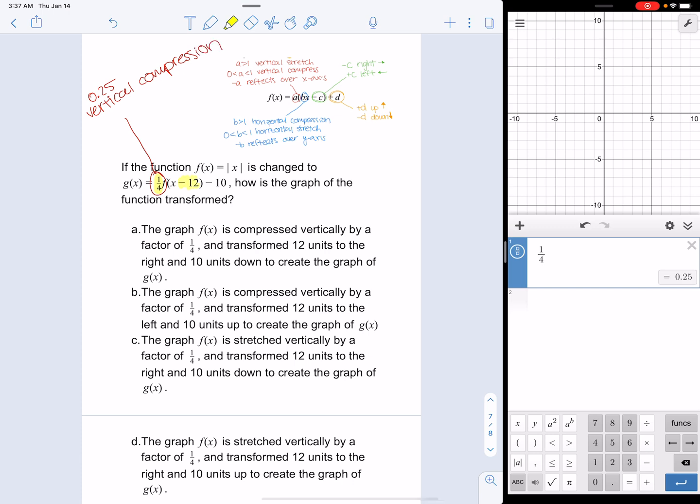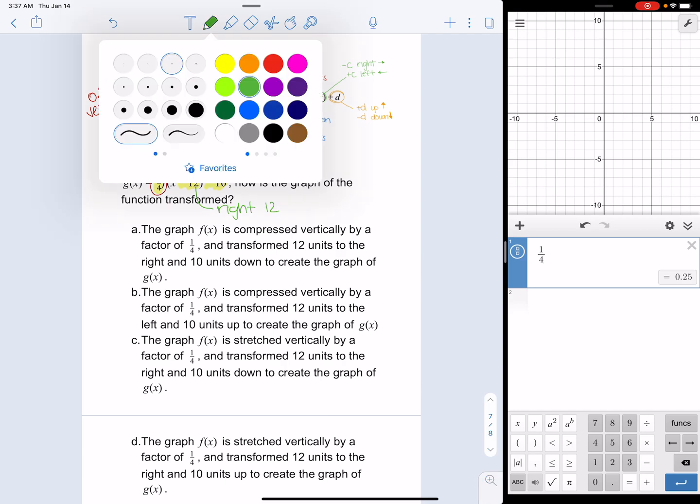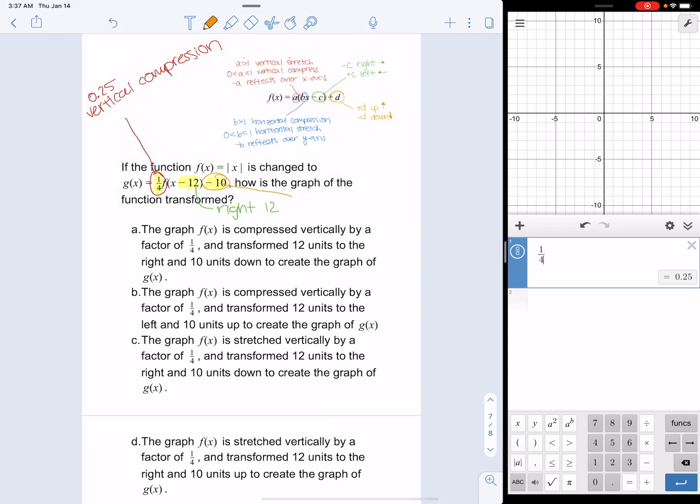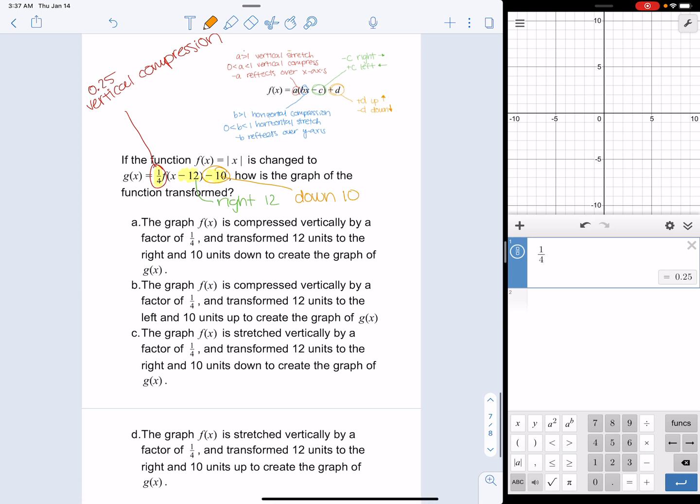Then that's negative 12. Is that A, B, C, or D? Very good. It's our C value, and it's negative 12, so is it going to move left or right? Very good. It's going to move right 12. Then this negative 10, is that my A, B, C, or D? Very good. It's my D. It's negative 10, so it's going to move up or down? Very good. It's going to move down 10. So looking at your answer choices, what would be the best answer?